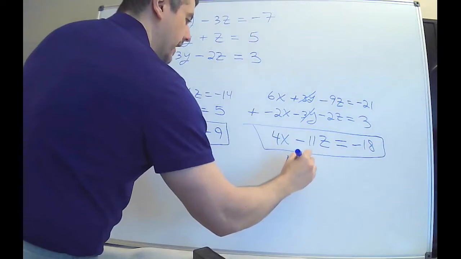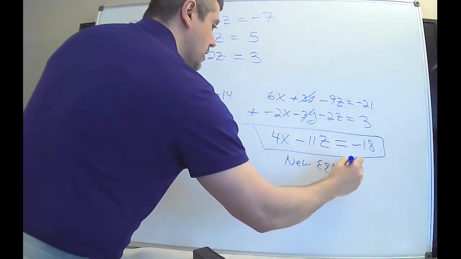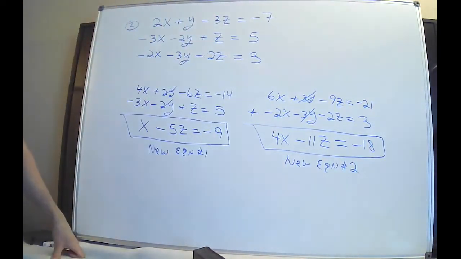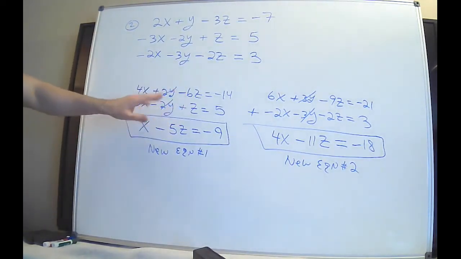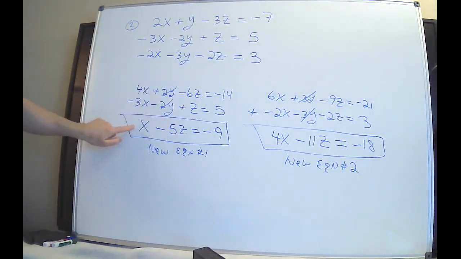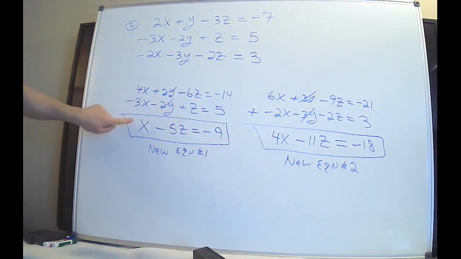I have to try not to block the board as I'm writing. This is new equation number 2. Much nicer numbers. Before I had 7 and 8, 5 and 7. Now at least I have a 1 here. I'm definitely going to eliminate x. All I have to do is put a negative 4 here. All right, so that's going to be the next step.